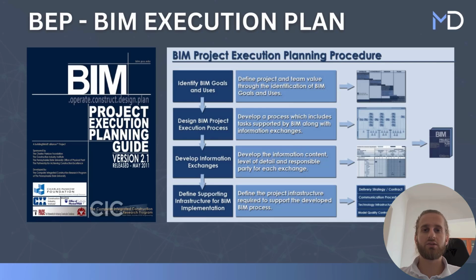The first part involves identifying BIM goals and use cases. The second part entails designing the BIM project execution process, which involves developing process maps that outline how documentation will be delivered. The third part focuses on developing information exchange by defining the frequency of information delivery and assigning responsibility for each part. This is a critical component of BEP, often represented through numerous tables that specify individual responsibilities. And only at the end of the whole procedures do we define the infrastructure, specifying which software we will use.